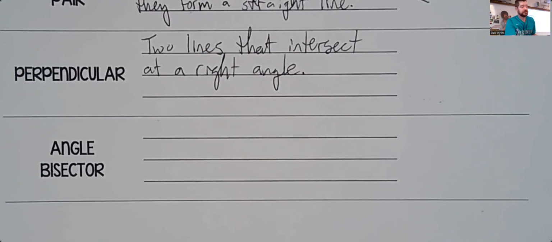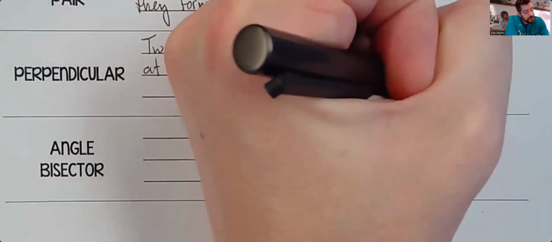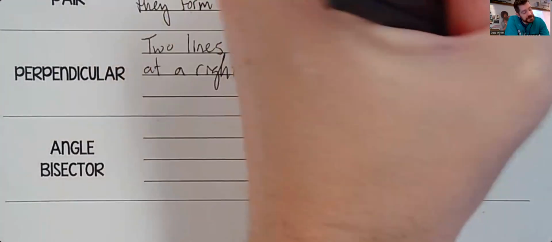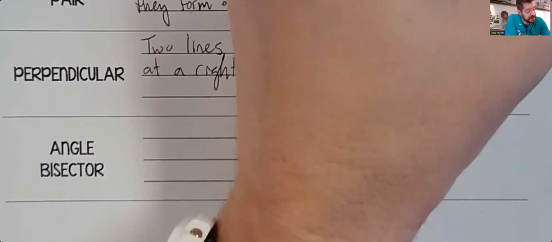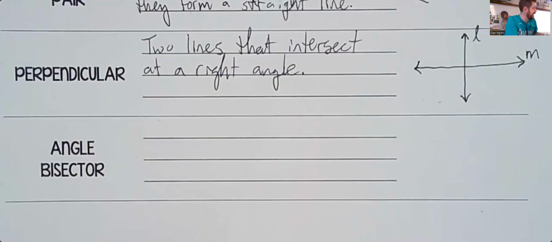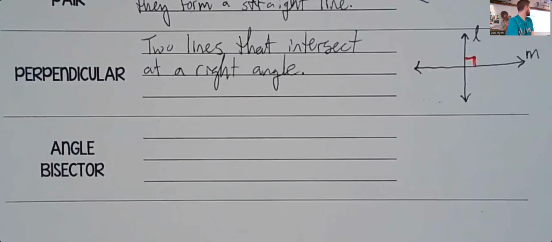So for example, over here, there's a line, there's another line. We can call this one line L. We'll call that one line M. And those two lines have intersected to form a right angle.